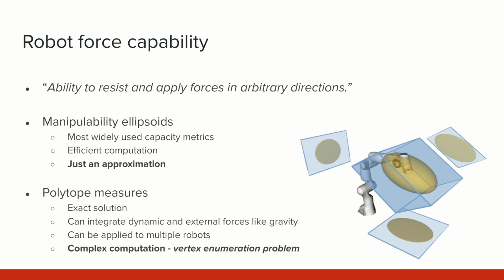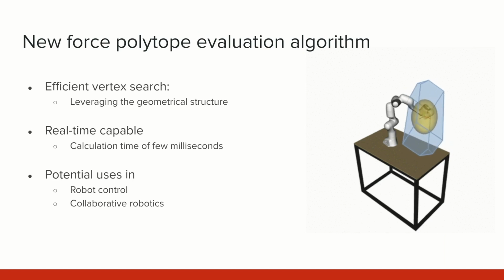However, evaluating polytopes relies on the vertex enumeration problem, which is computationally intensive, and it is the main obstacle for wider use of these algorithms in practice. In this paper, therefore, we propose a new polytope vertex search algorithm for force polytope calculation. This algorithm directly exploits the geometrical structure of the problem and considerably improves the computation efficiency. With the execution time of just a few milliseconds for standard manipulators, it is suitable for real-time use, and it opens many possibilities for applications in robot control and collaboration scenarios.